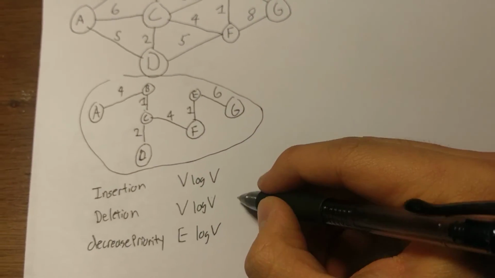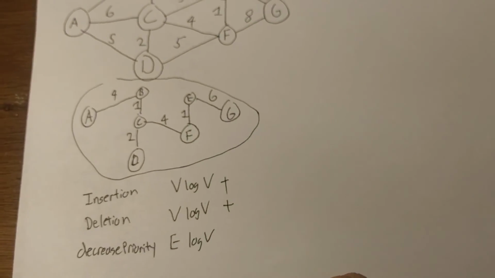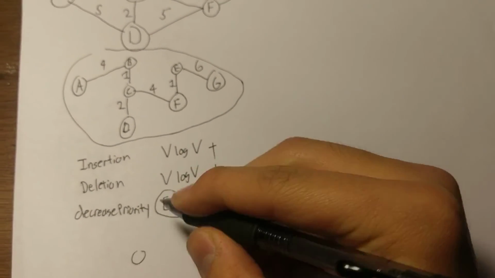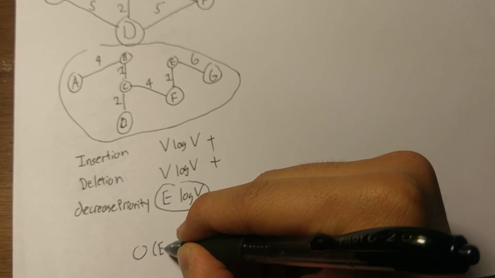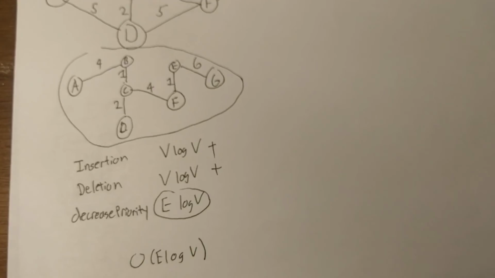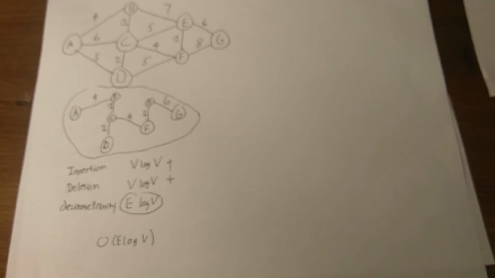Since these are all separate, we're really adding these all up for our runtime, and so this is going to be bounded by e log v, so the runtime of Prim's algorithm is big O of e log v. So that was a rundown of Prim's algorithm.